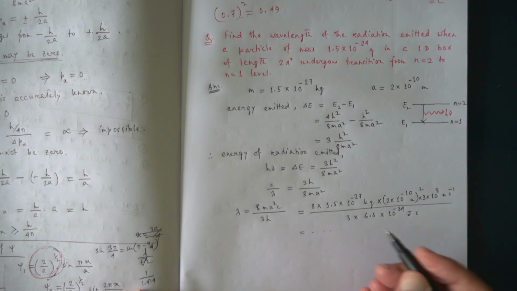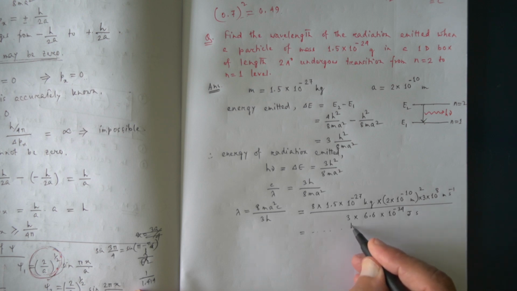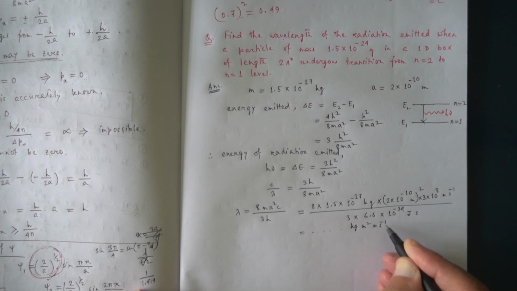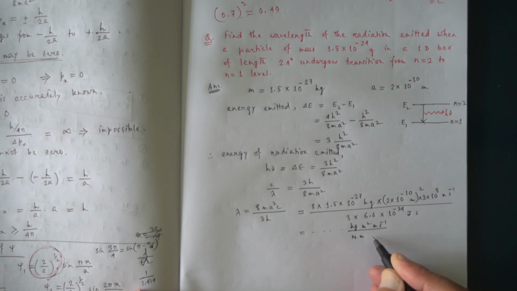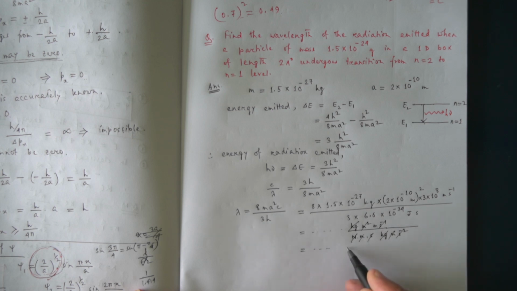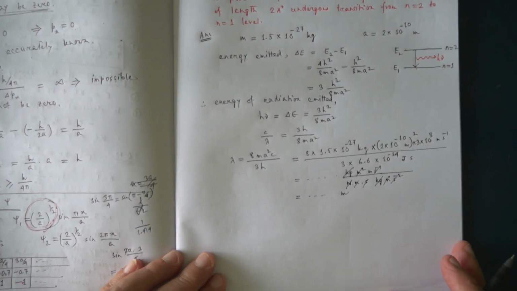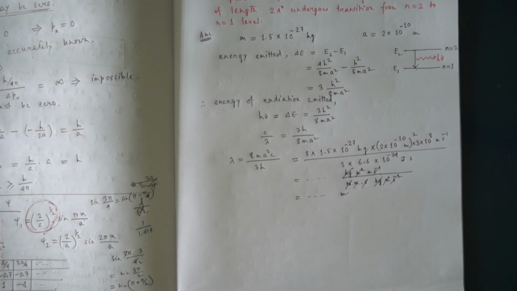So you just simplify. And what will be the unit? kg meter square meter per second, divided by joule second. Joule means Newton into meter, and Newton equals kg meter per second square. So kg cancels, meter square cancels, second cancels, so the unit is meter. You have to solve this and find the value. So, a simple problem, no difficulty at all. Next, let us see another problem.